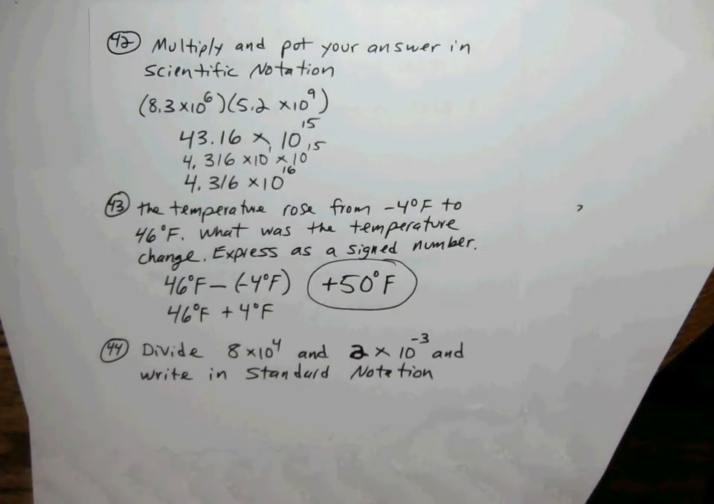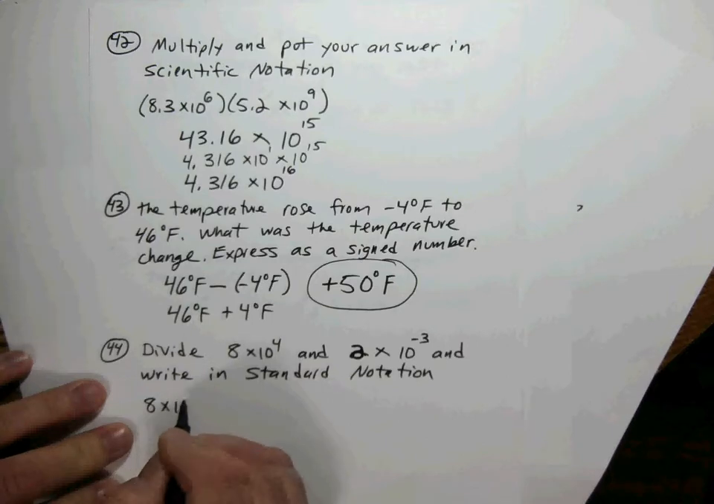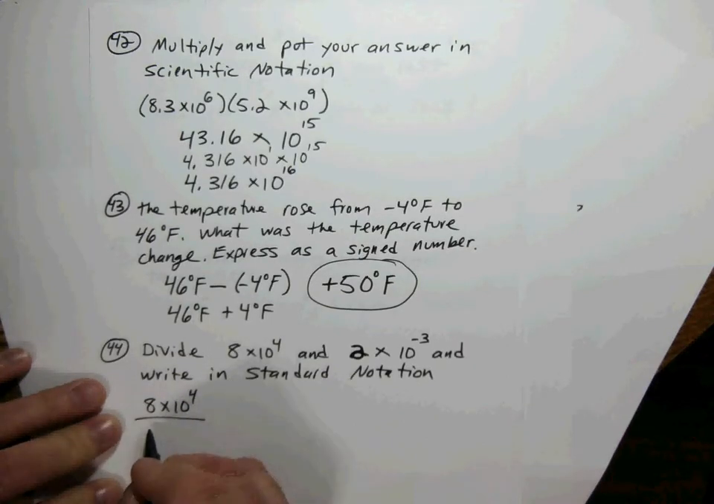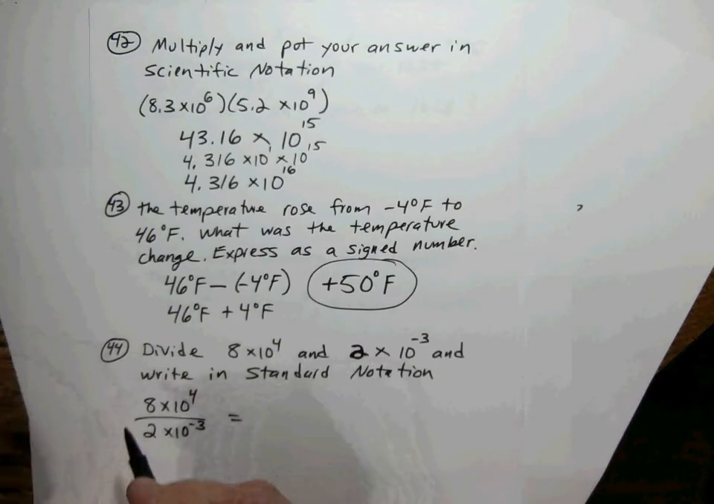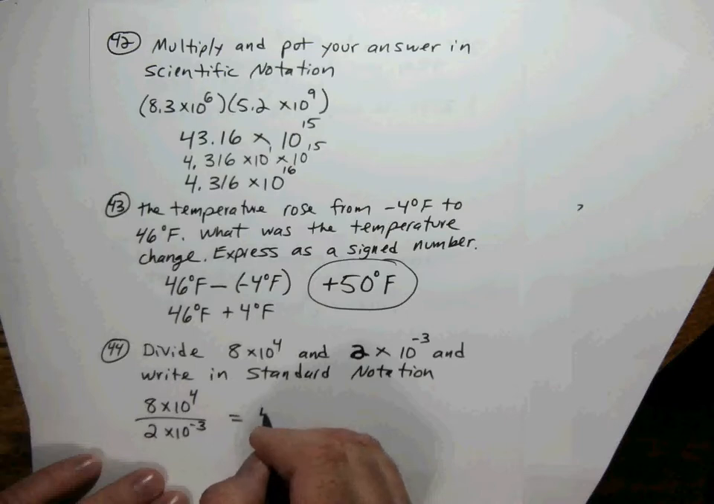All right, let's divide a couple of scientific notation numbers, and this time I want you to write the answer in standard form. So we got to do a little extra step here. So we got 8 times 10 to the 4th divided by 2 times 10 to the -3rd. Well, the 8 and the 2 divide away just like they always did. 8 divided by 2 is 4.